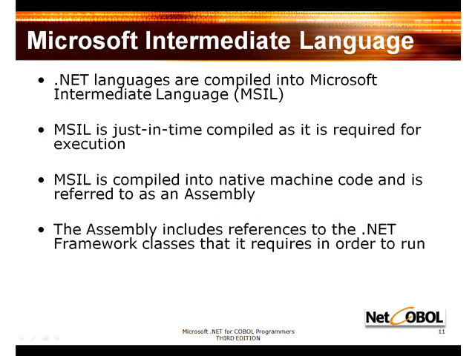Now, all of these Microsoft implemented languages and the third-party languages have something crucial in common. That is, that they all generate Microsoft Intermediate Language, or MSIL. MSIL is just-in-time compiled into native machine code, which is called an assembly, as it's required for execution. So you should think of an assembly as you would a standard executable, and like a standard executable, the assembly may be compiled into a .exe or a .dll. The assembly includes all the necessary references to the .NET Framework class that it requires in order to run. And there's much more to assemblies, and we'll dig deeper into all of that as we move through the course.